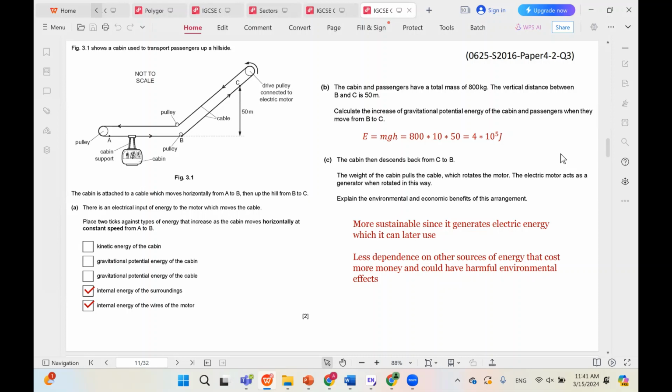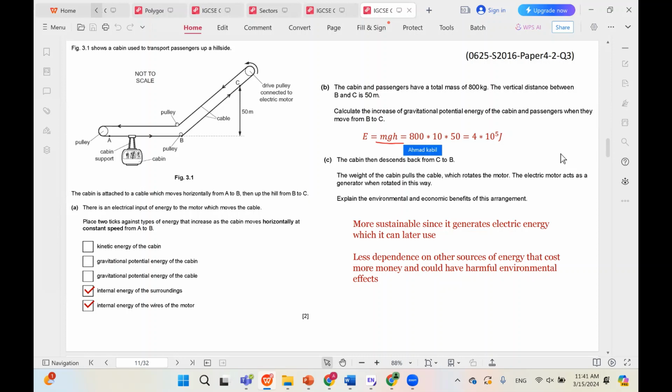The cabin and passengers have a total mass of 800 kilograms. The vertical distance between B and C is 50. Calculate the increase of gravitational potential energy of the cabin and passengers when they move from B to C. So to get the increase, we simply calculate mgh.